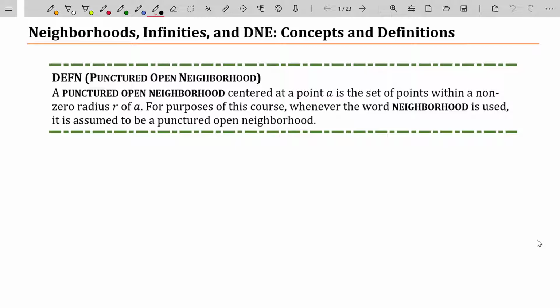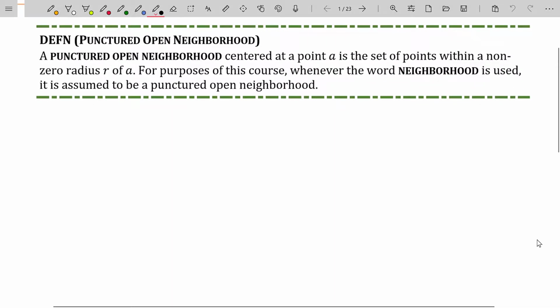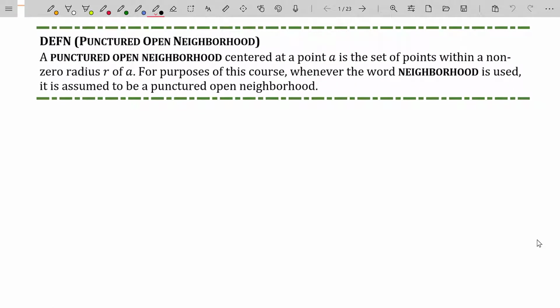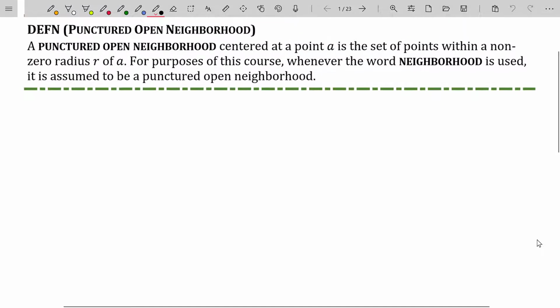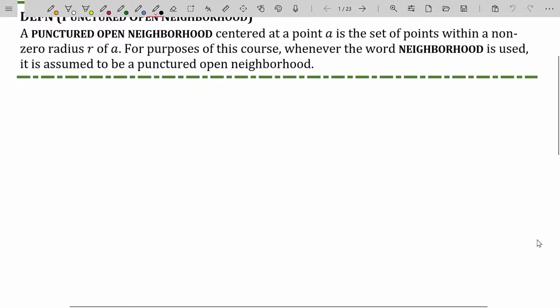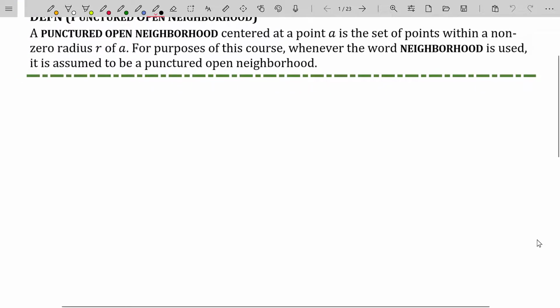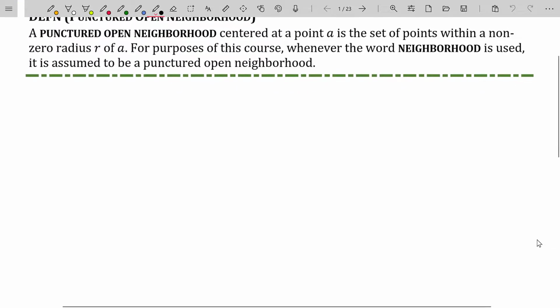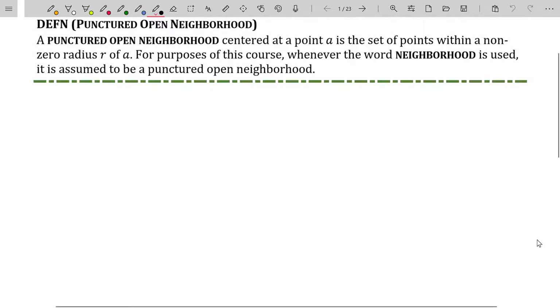The first thing I want to talk about is this definition of a punctured open neighborhood. Now, this is often not found in a textbook, but it is actually very important as you go into calculus. So let's talk about it here. A punctured open neighborhood centered at some point A is a set of points within a non-zero radius R of A. Let me go ahead, before I read the rest of that, and showcase what I mean by that.